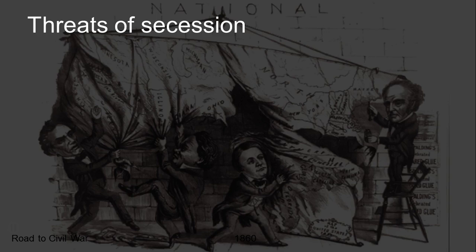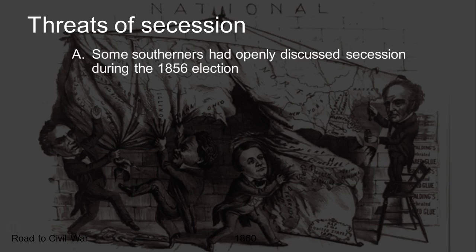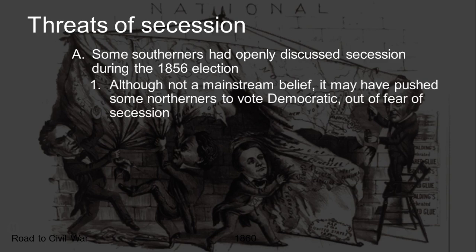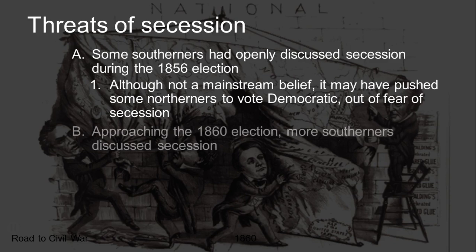history where the South is threatening secession, and they had done this before. In the election of 1856, some Southerners had said, well, you know, if a Republican wins, we're going to secede because you guys don't like slavery. It wasn't every Southerner that was saying that. It wasn't really a mainstream belief, but there is some speculation that that's part of the thing that actually helped Democrats win in 1856, that Northerners felt that the South might actually secede, and so rather than run the risk of that happening, especially business interests, kind of pushed people to vote Democrat because they didn't want to lose the business connections with the South.